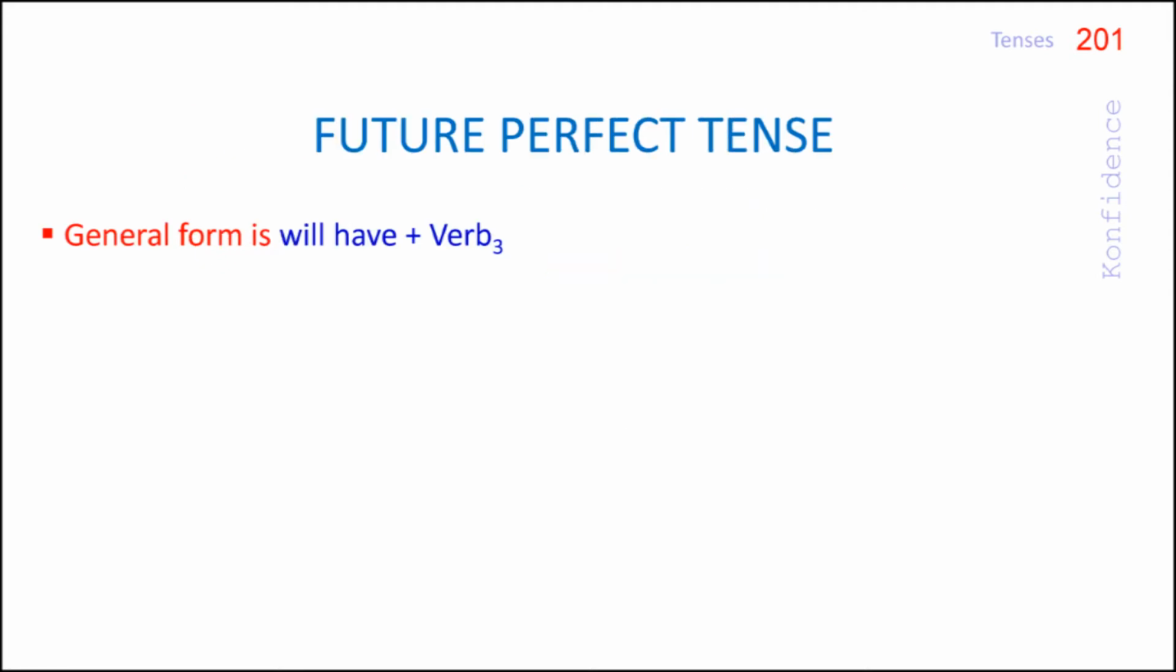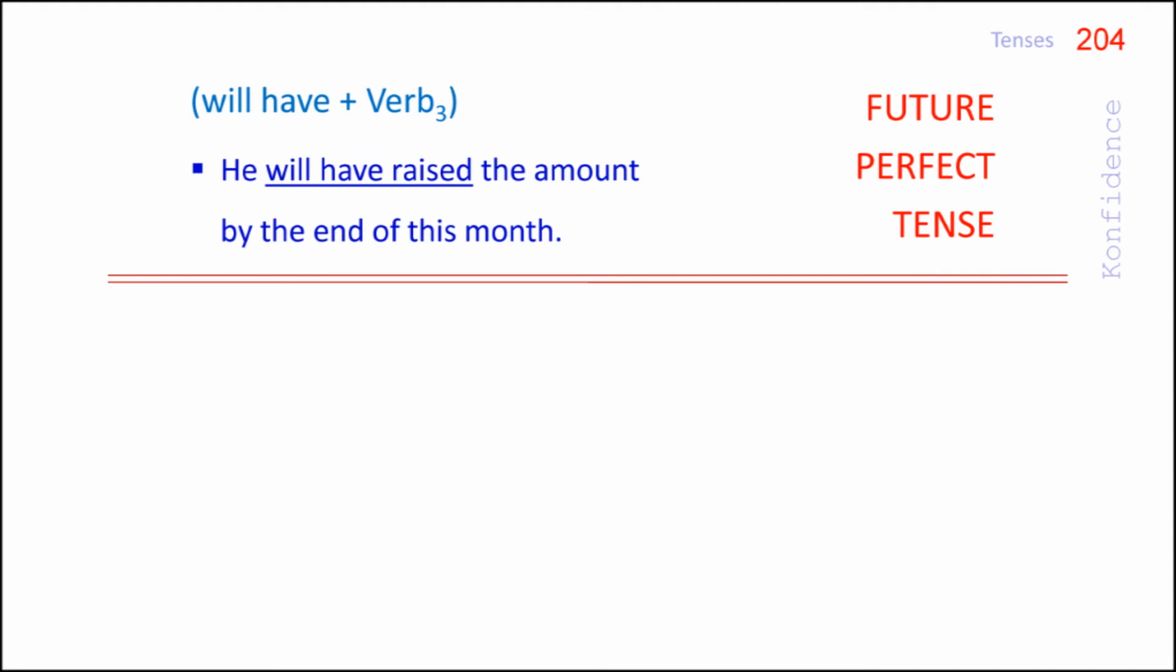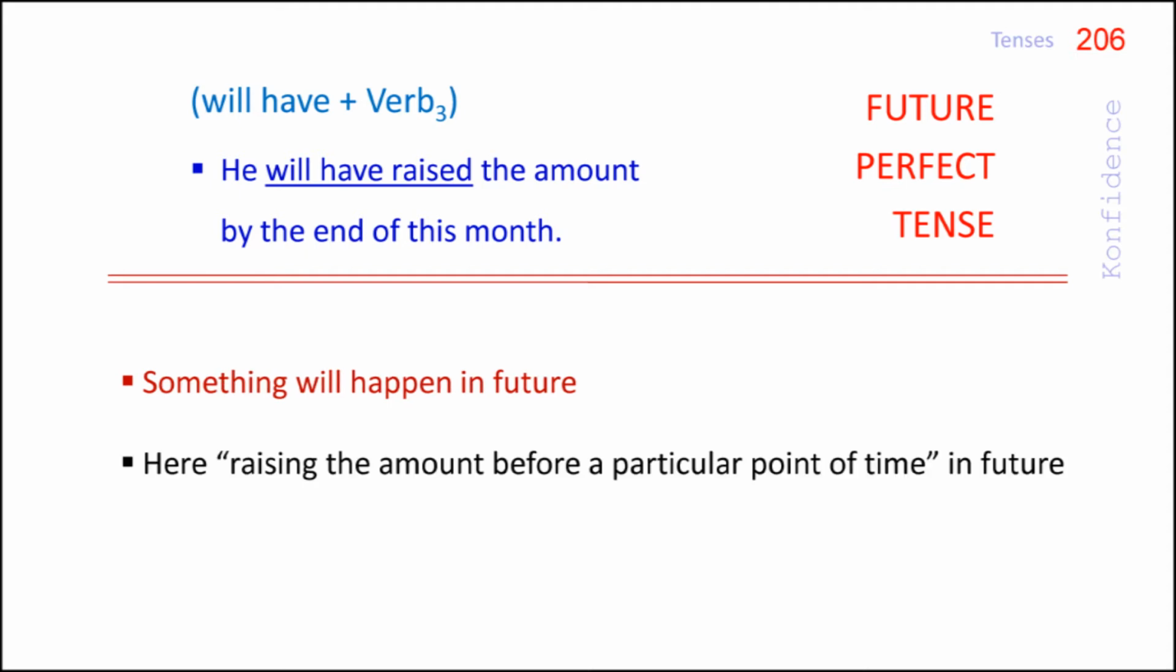Now future perfect. This tense is formed by adding past participle or third form of the verb with will have. Its purpose is to express an action which is expected to be completed by a certain time in the future. It can be used to give deadlines. Look at the example given in the slide. The example says that some things will happen. Here, raising the amount before a particular point of time, that is, by the end of this month, in future.